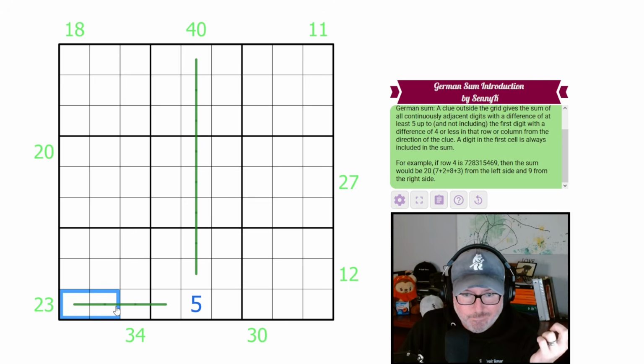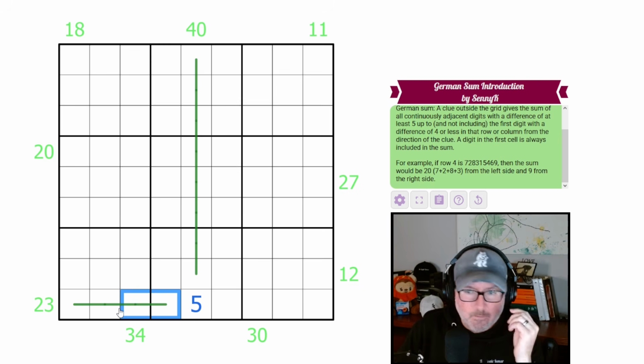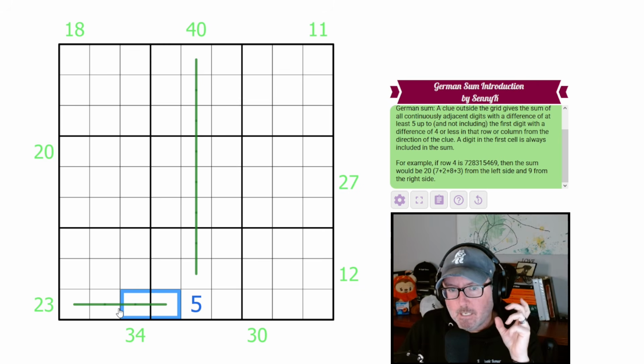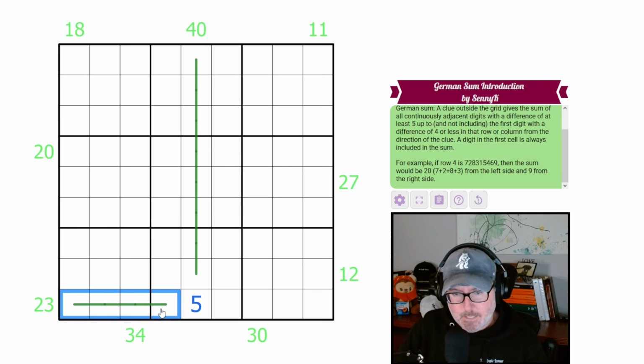Well, that's 9. We still need 14. We can't ever get up to 14 because the most we could ever do would be, again, the 4 and a 9. Well, that's only 13. So this has to have 9s and 8s on it.